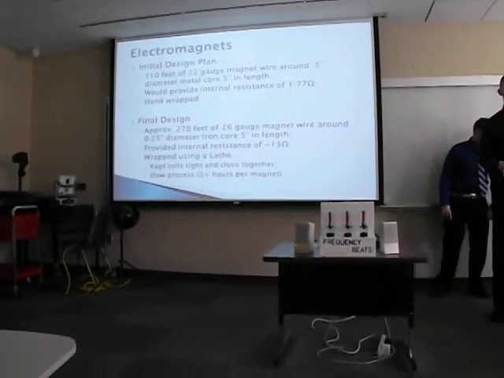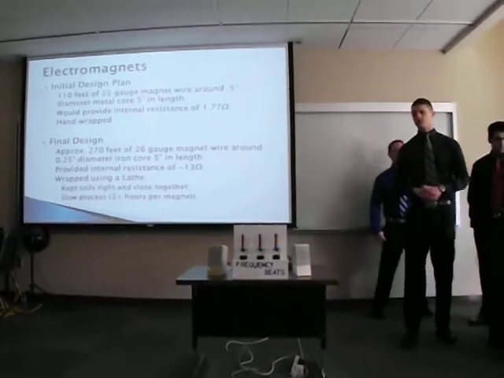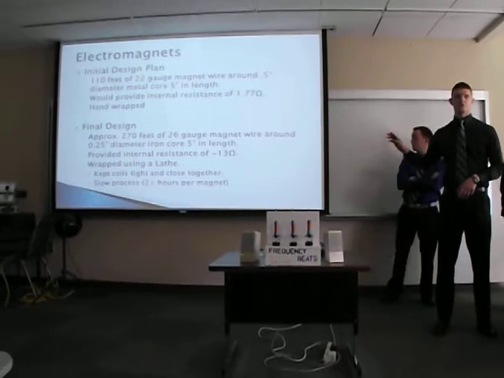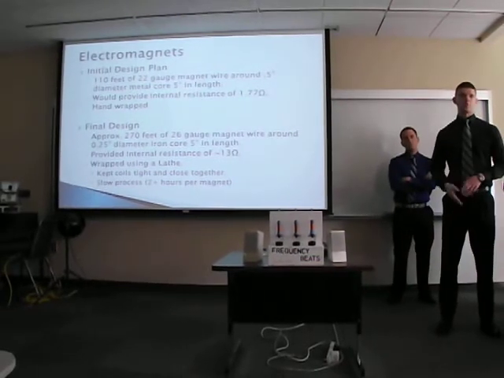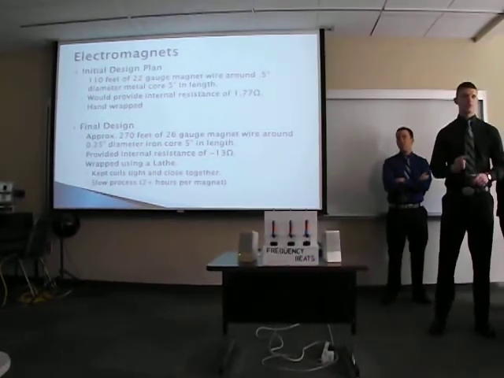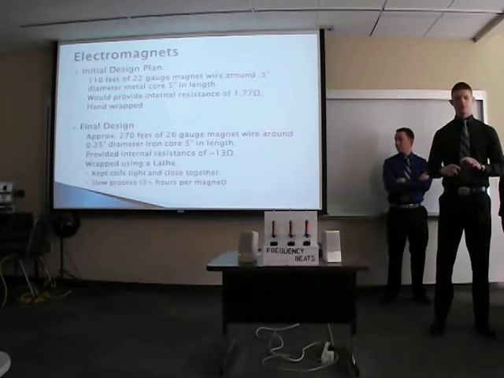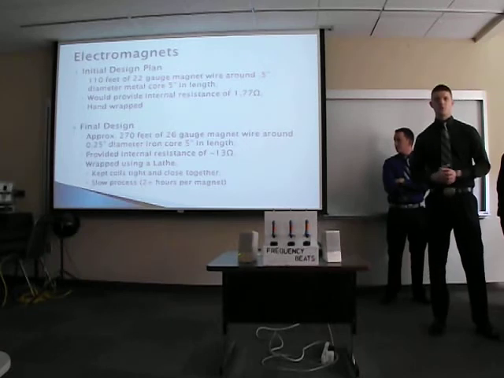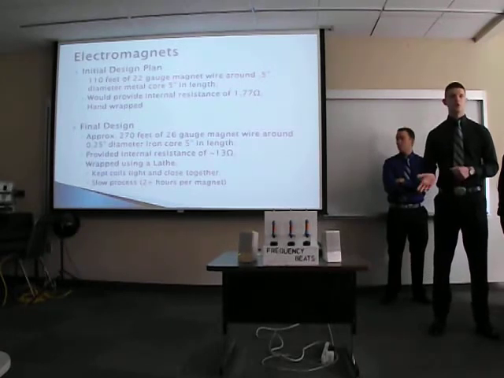So we'll go over a little bit of how we designed the electromagnets and the displays you can see up here. So as far as the electromagnets, our initial design plan was to use 110 feet of 22 gauge magnet wire wrapped around a half-inch diameter metal core. That would be 5 inches in length. This would have given us an internal resistance of about 1.77 ohms, and our goal was to hand wrap these magnets.